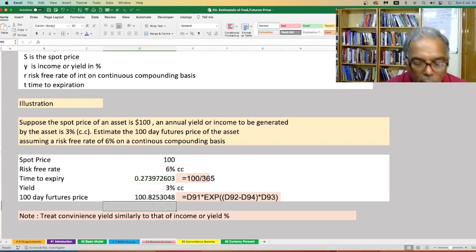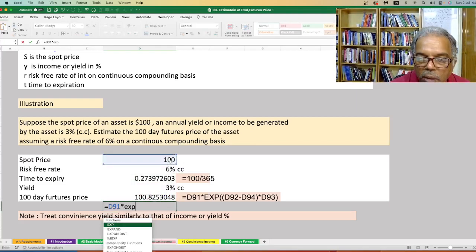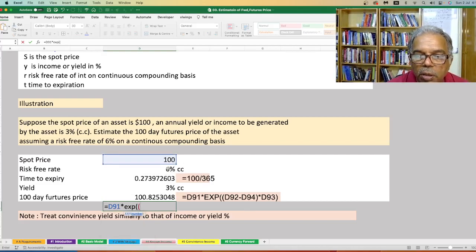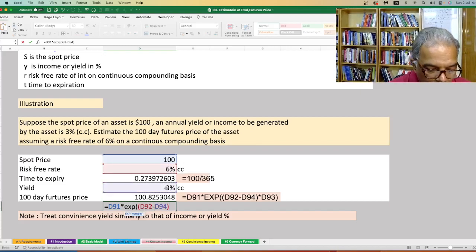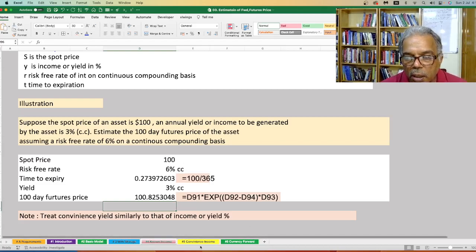So it's very simple to calculate whenever the yield or the income is given in terms of a percentage. You can see the spot price times e to the power R minus Y, times the time taken as this one. So we can easily calculate the 100-day futures price whenever the income of the asset is given in proportion or a percentage. So we can treat convenience yield similar to any yield or income.